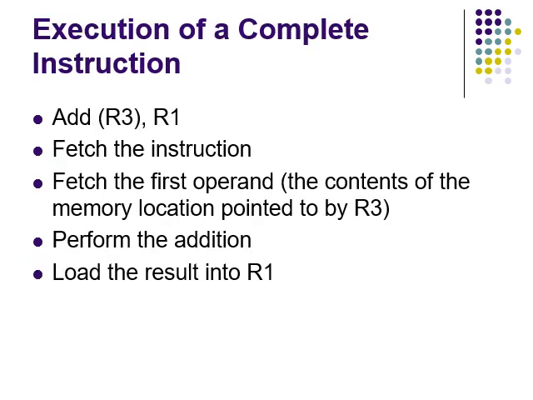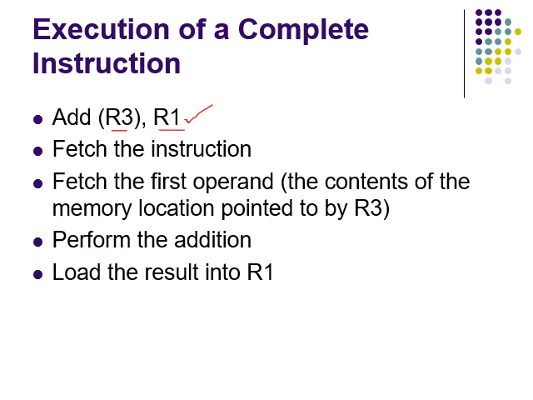So next we will discuss the execution of a complete instruction. Let us now put together the sequence of elementary operations required to execute one instruction. Consider the instruction add R3, R1, which adds the content of the memory location pointed to by R3 to register R1. Executing this instruction requires the following steps.